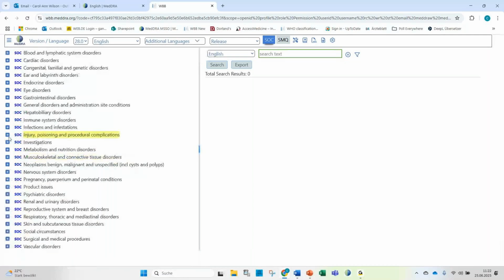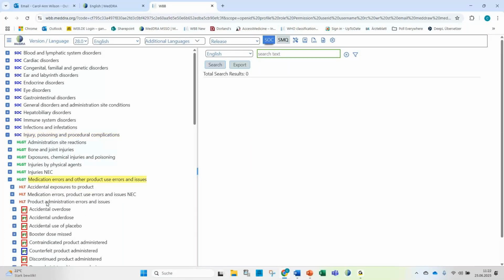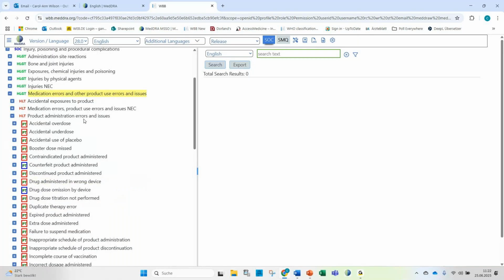Injury SOC, here we are. And we go to the HLGT medication errors and other product use issues. Here we are. So the nurse forgot to administer the second of 2 chemotherapy treatments to the patient. So it was one treatment that was missed in error. So it's a drug administration error.